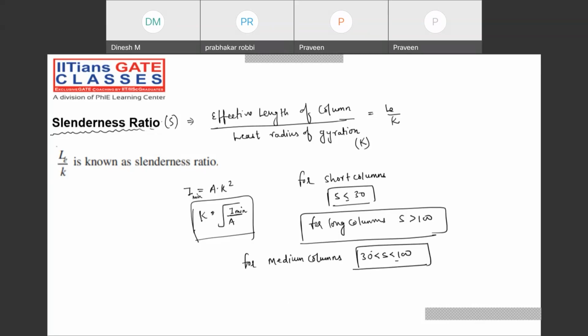Means whether a column is to be called a short column, long column, or medium column is sometimes not defined by the length. Sometimes it is defined by the slenderness ratio. Right? Understanding my point?